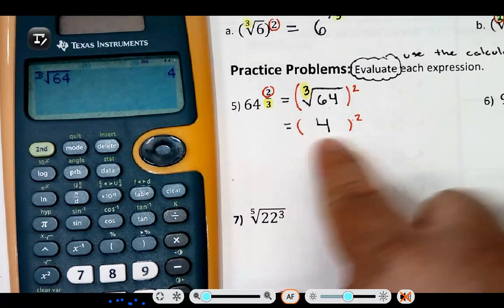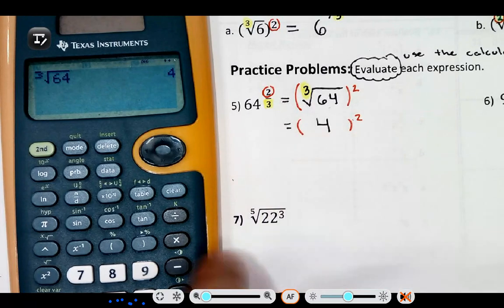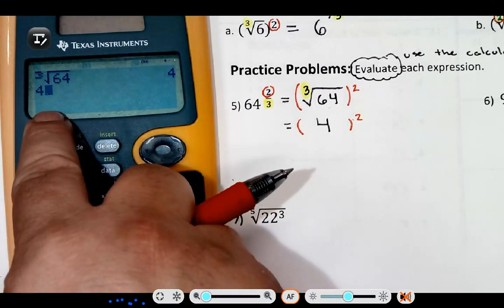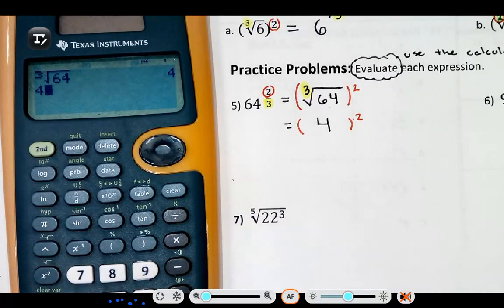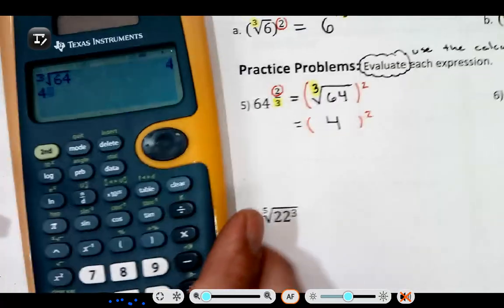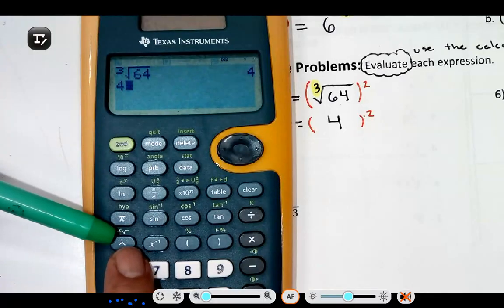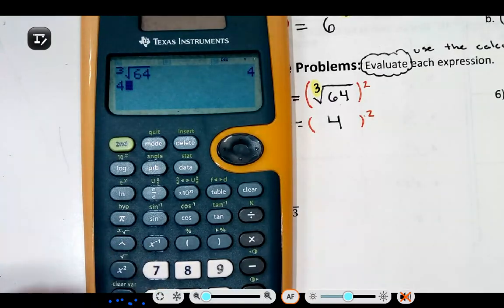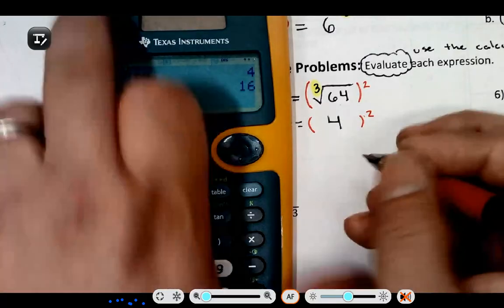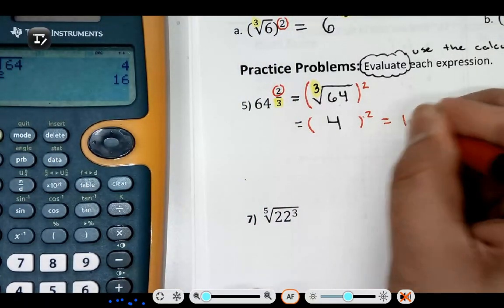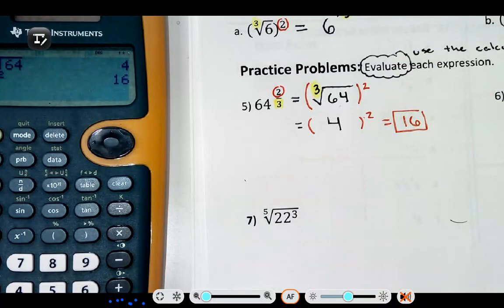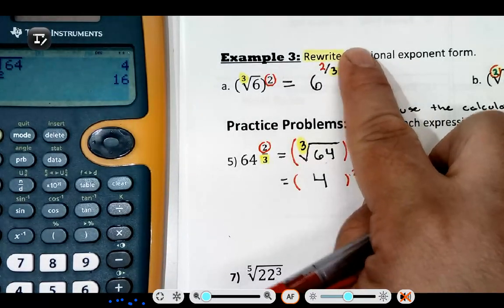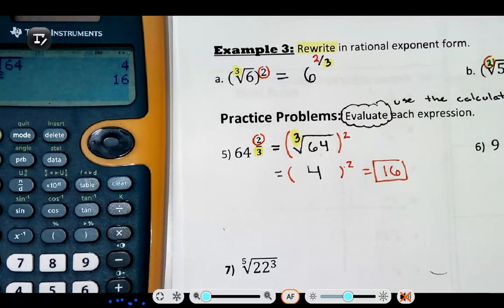Now I can use my power button. This is just a regular power button. So it's 4, and look, you can just do it right underneath, to the power of 2. So I press my power button. Don't forget, this right here is our power button. You don't need to press second this time. Power of 2. Press enter, and there's my answer, 16. So when they say evaluate, that's when you use a calculator. If it says rewrite, it means rewrite it and then stop.